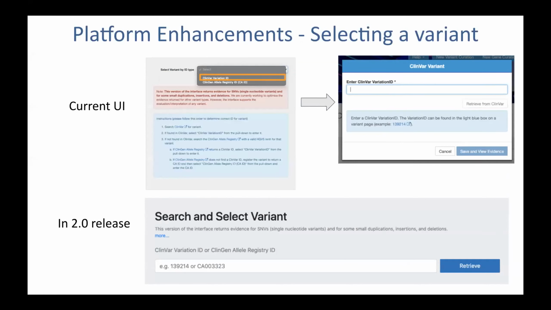While the focus of the architecture has been on reproducing like-for-like functionality between the old and the new systems in this first 2.0 release, the dev team have been able to make a few enhancements that will be available for curators to use upon release. One of these is the way that you select variants. In the current interfaces, as you see at the top in this diagram, you have to select either a ClinVar variation ID or a ClinGen allele registry ID in order to proceed. In the new version, you just enter a ClinVar variation ID or a ClinGen allele registry ID, and the system automatically recognizes the ID and provides the correct output for you.